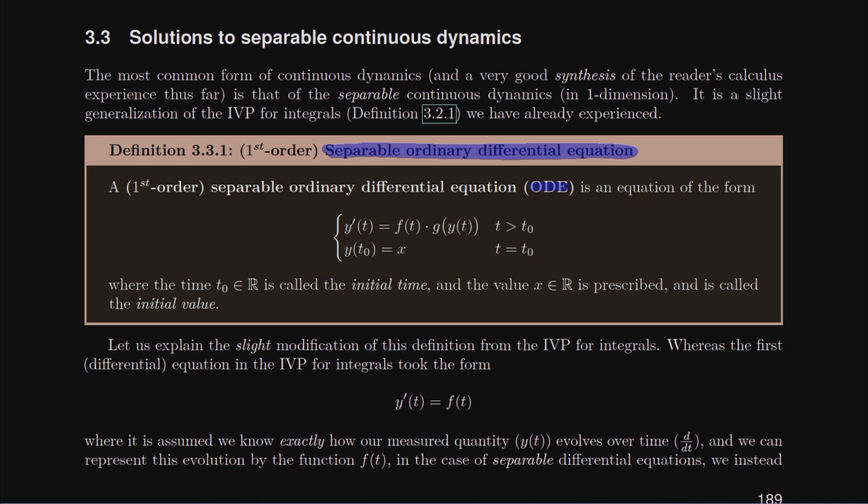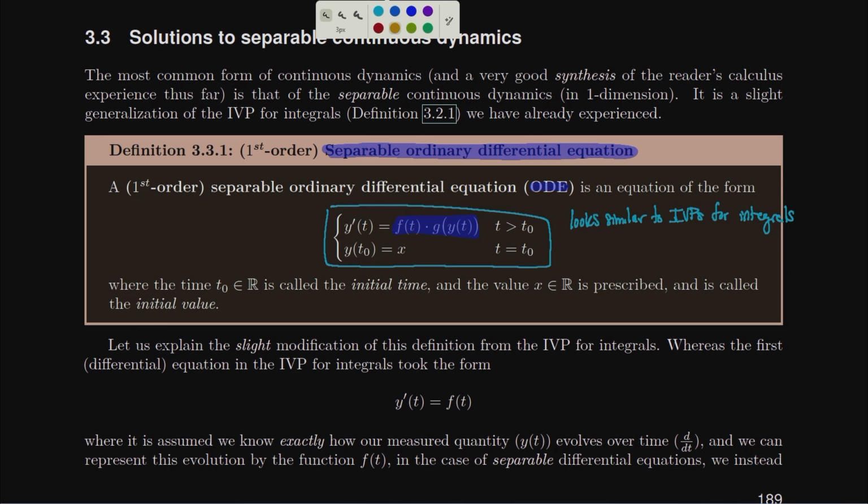The way these look, they look very similar to our initial value problems for integrals, right? Looks similar to the IVPs for integrals, but there's a very subtle difference here, and that subtle difference is happening on the right-hand side of the derivative term. Well, the derivative's on the left, but in terms of the IVPs for integrals, there was just a function of time on the right-hand side, and what we've done now is we've multiplied that function of time by a function of y of t, and y of t, of course, being what we want to solve for. Or in other words, this is the quantity we want to predict.